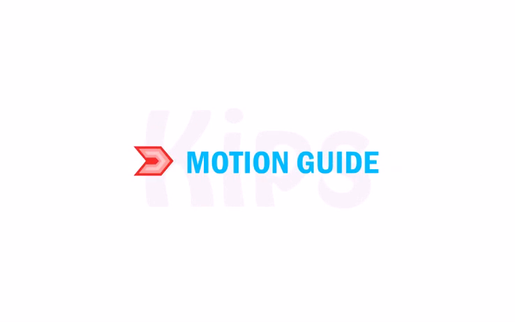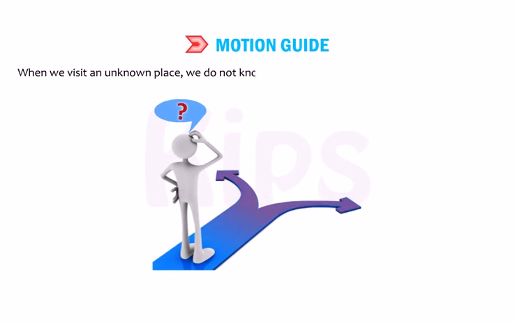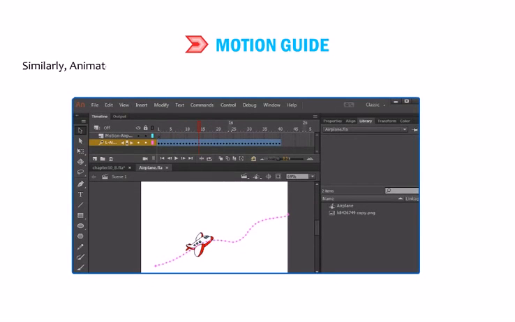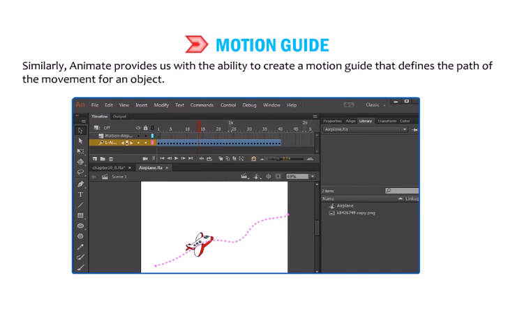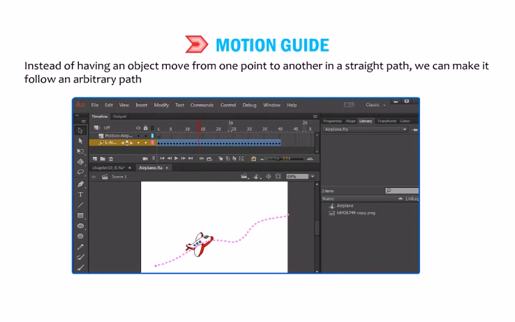Okay, now we will discuss about the motion guide. When we visit an unknown place, we do not know which path to follow to reach our destination. So it is better to take the help of a guide who knows the route. He will take us to our destination. Similarly, Animate provides us with the ability to create a motion guide that defines the path of the movement for an object. Instead of having an object move from one point to another in a straight path, we can make it follow an arbitrary path that we draw, that is, a motion guide.